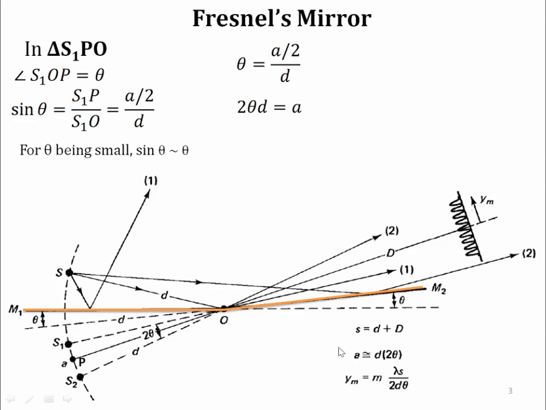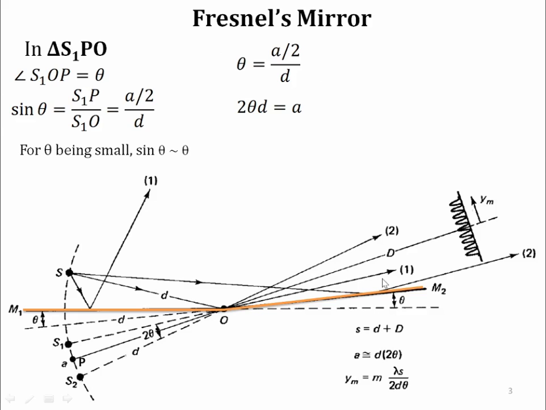So what will be the condition for maxima? Ym, this is again coming from the Young's double slit method. This is m into lambda into capital D, that was in their case the distance between the sources and the screen. Here it is written with the help of small s, divided by small d, the separation between two sources, and here it is a, and we know what is a, so we just substituted the value. So this is the condition for maxima in the Fresnel mirror.